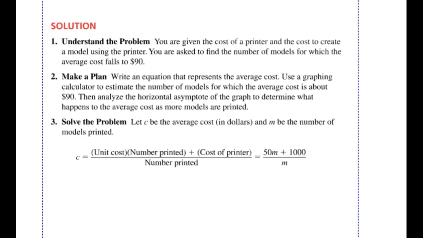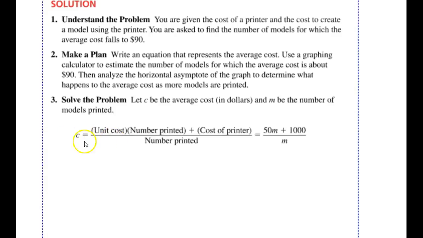So now let's look at this. C is going to be the average cost, and M is the number of models. So I know that to find the average, I have to take each unit cost times the number that I print, and then I have to add the cost of the printer, right, because that's a fixed cost at the beginning, and divide by the number printed. Remember, finding the average, I add up everything that I have, so this would be the total, and divide by the number of things that I have. But here I'm just adding this 1,000 as my fixed cost of the printer.